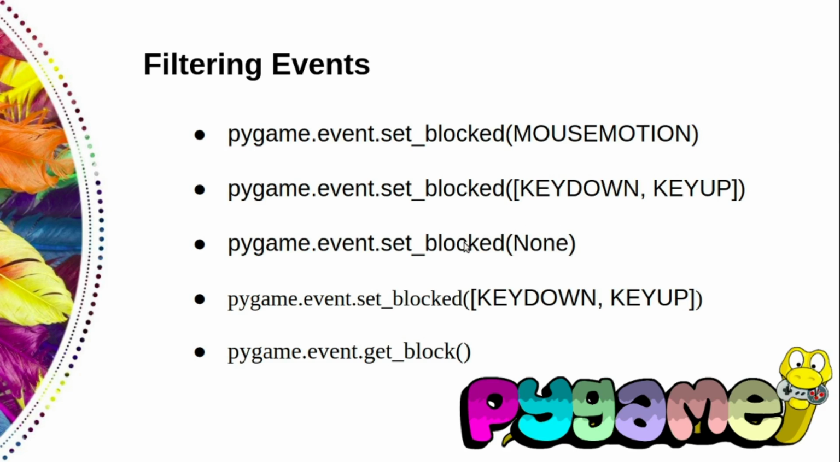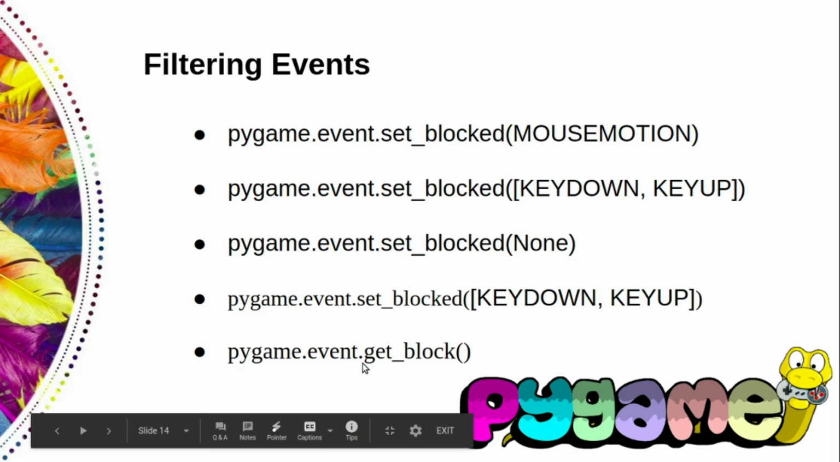The opposite of set_blocked is set_allowed, which selects the events that should be allowed. It also takes a single event type or a list of event types. But if you pass in the value None, it effectively blocks all the events. You can ask Pygame if an event is currently blocked with pygame.event.get_blocked, which takes a single event type and returns whether it is blocked or not.